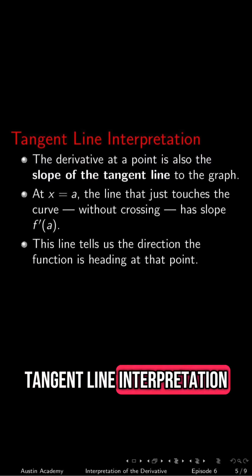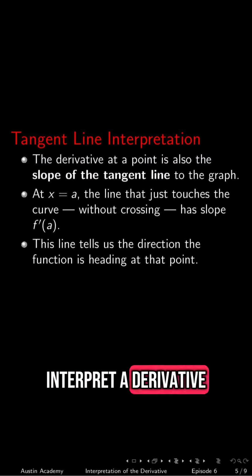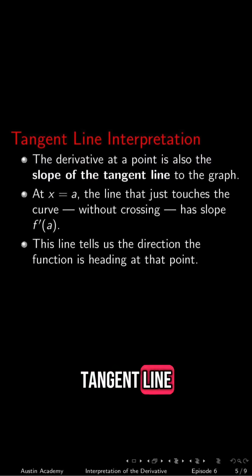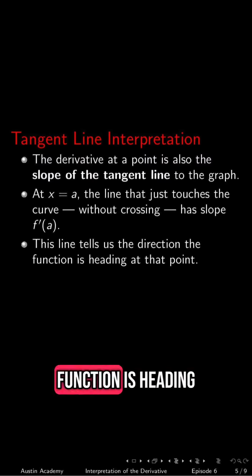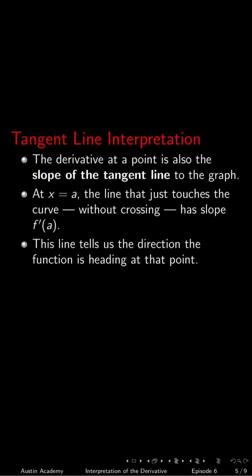Tangent line interpretation. Another way to interpret a derivative is as the slope of a tangent line. At a point x = a, the tangent line touches the curve, and its slope is f'(a). This tells us the direction the function is heading right at that point.